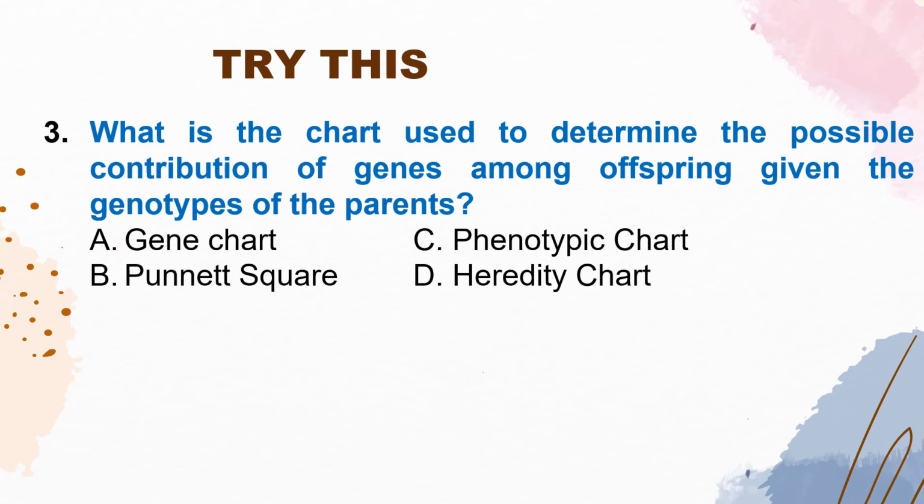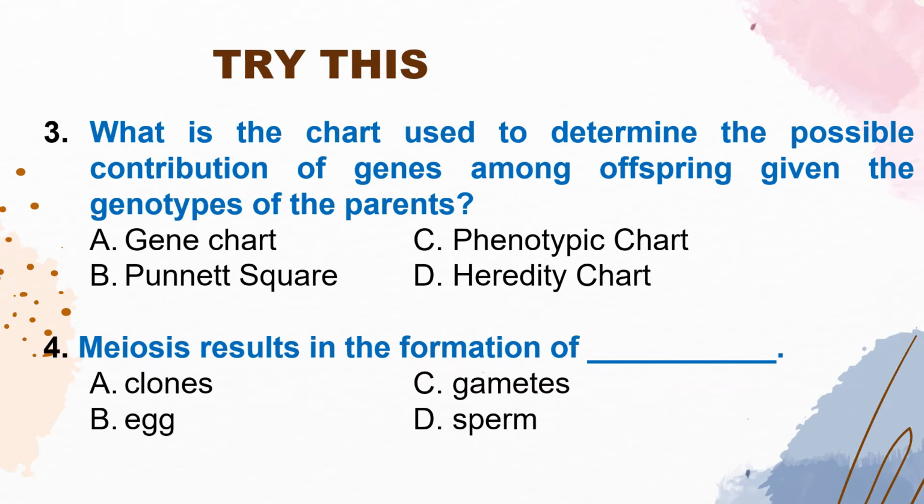Number 3. What is the chart used to determine the possible contribution of genes among offspring given the genotypes of the parents? A. Gene chart. B. Punnett square. C. Phenotypic chart. D. Heredity chart. Number 4. Meiosis results in the formation of blank. A. Clones. B. Egg. C. Gametes. D. Sperm.